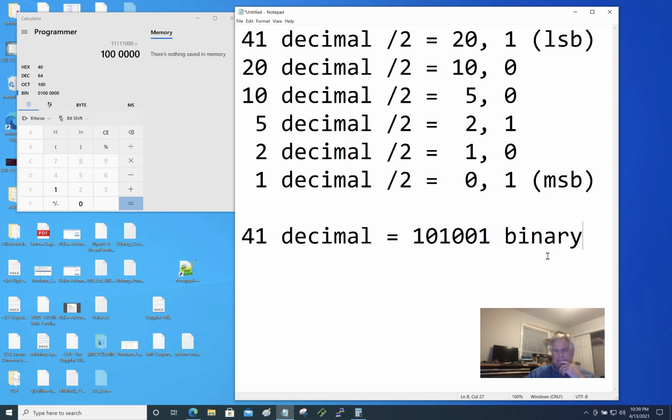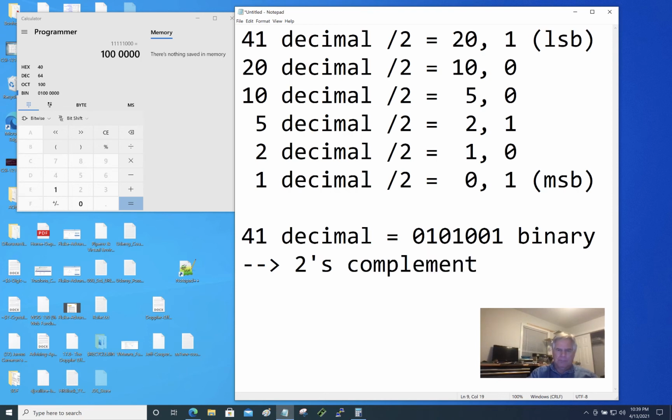So let's stick a 0 out in front of here. It doesn't hurt. Now we've got a 7-bit number. Let's convert to 2's complement. So 0101001 becomes, first we have to do the 1's complement. It becomes 1010110. That's the 1's complement.